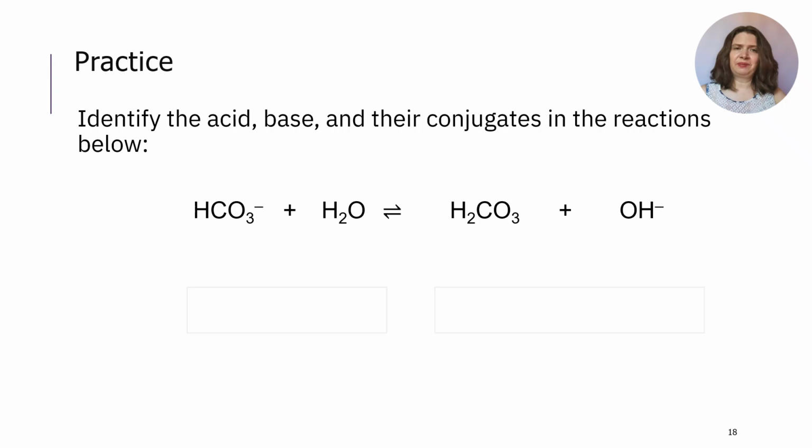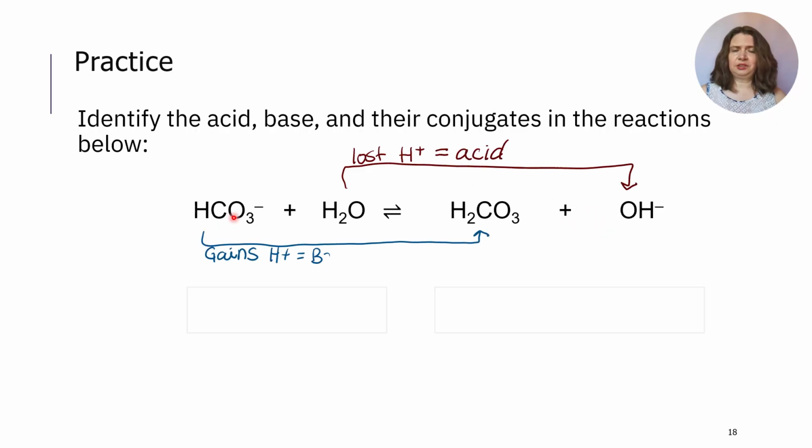Here's a practice problem. Identify the acid, base, and their conjugates in the following reaction. HCO3- plus H2O produces H2CO3 plus OH-. The bicarbonate ion HCO3- becomes H2CO3. It gains an H+ ion, so it behaves as a base. Water becomes OH-, so it loses an H+ ion, so water is the acid.